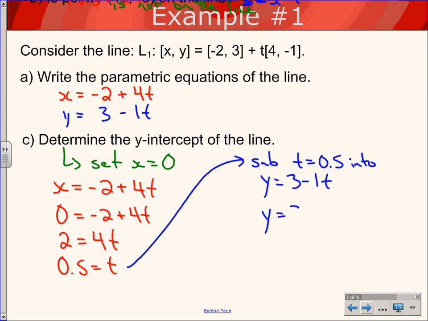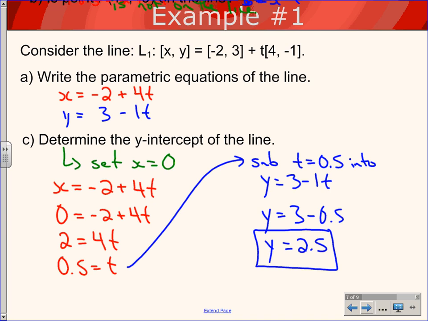So y is equal to 3 minus 0.5. So our y-intercept is just 2.5. But it took those two calculations, right? The first part was figuring out the value of the parameter, and then we figure out the y-coordinate.